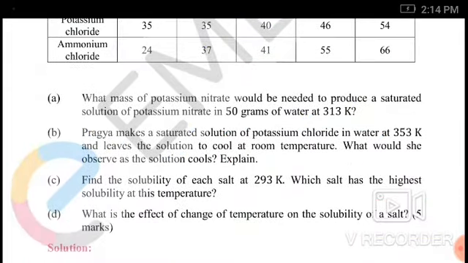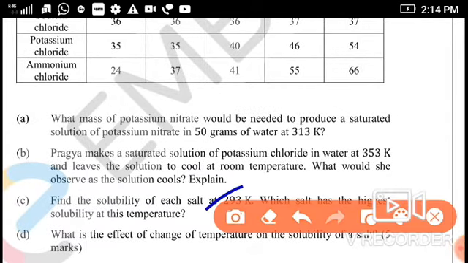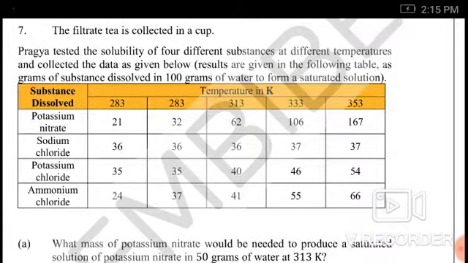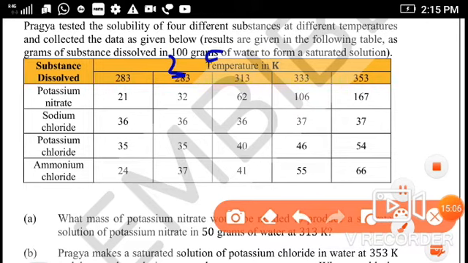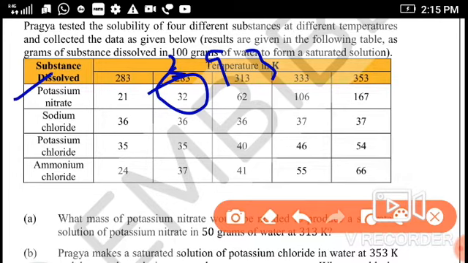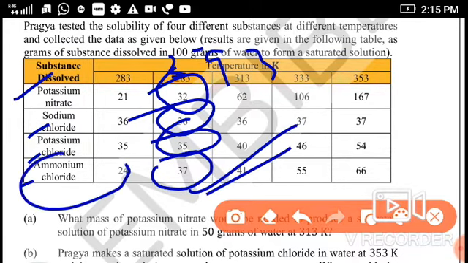Now the next question is, find the solubility of each salt at 293 Kelvin. Okay, and which salt has the highest solubility at this temperature? This is 293 Kelvin. So you have to find the solubilities. Potassium nitrate is 32 grams solubility. Sodium chloride 36 grams. Potassium chloride 35 grams, or percentage, because we are finding for 100 grams. Ammonium chloride is 37. So which has the highest solubility? 37 gram. The answer is ammonium chloride.